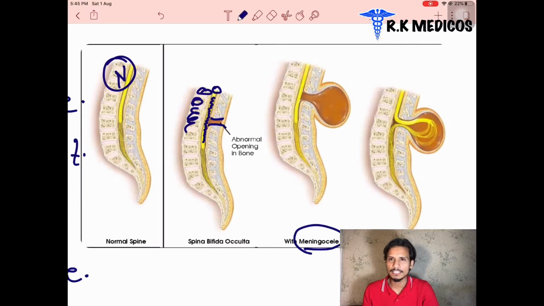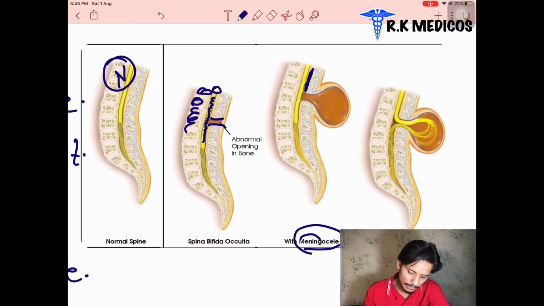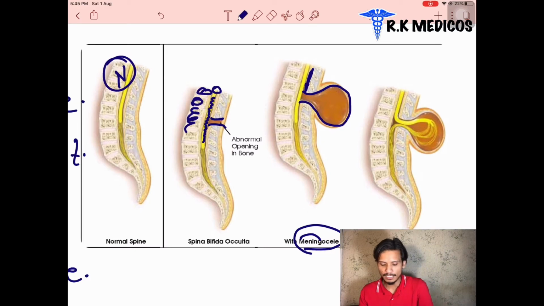Meningocele means the meninges are swollen. We can see the meninges swollen. The meninges present in our spinal cord are the dura mater, arachnoid, and pia mater. These membranes come out through this defect and form a balloon-like structure, which is meningocele.